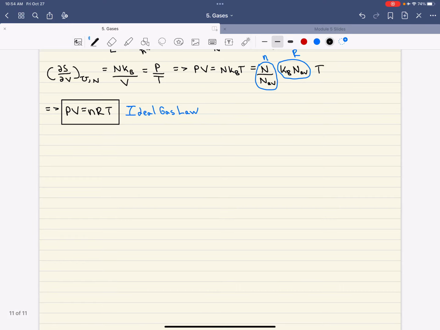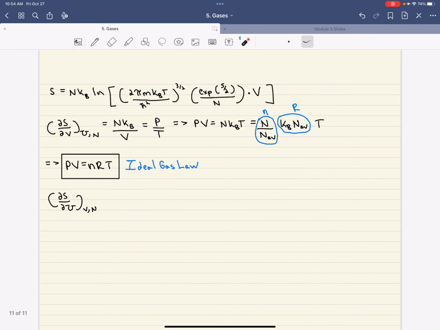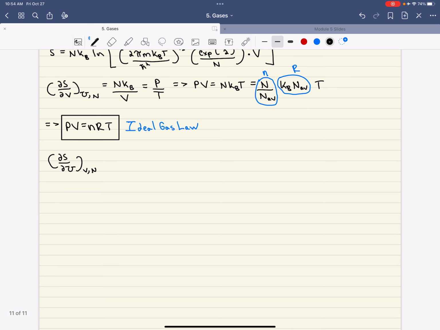What we could also do is take the partial derivative of entropy with respect to internal energy at constant V and n. And so here, it's more useful to use this form of the entropy equation because it has a U built in here. And so when we take that partial derivative, we get 3/2 nkB over U, or 3/2 n kB over U. All right, so that's just mathematically what we get by taking the partial derivative of the Sackur-Tetrode equation.